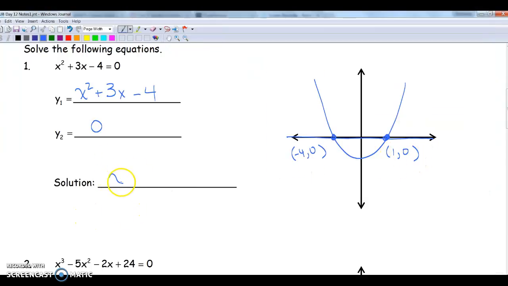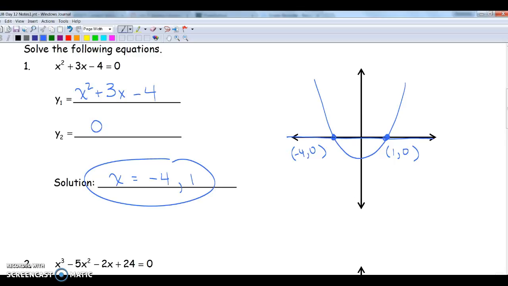And then the solution is just, we're only interested really in the x's. So the answer is going to be x equals negative 4 and x equals 1. So you can list it like that, or write it as 2 separate answers, x equals negative 4, x equals 1.